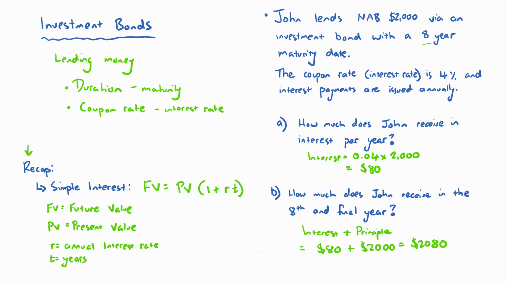Just to recap, the duration is important. The coupon rate is important, and investment bonds are an example of a simple interest investment option. So you've got a couple of example questions ahead of you now. Good luck with those.